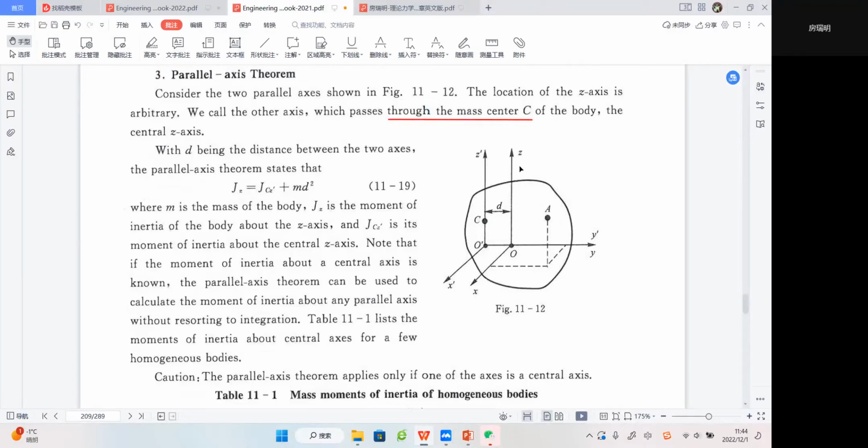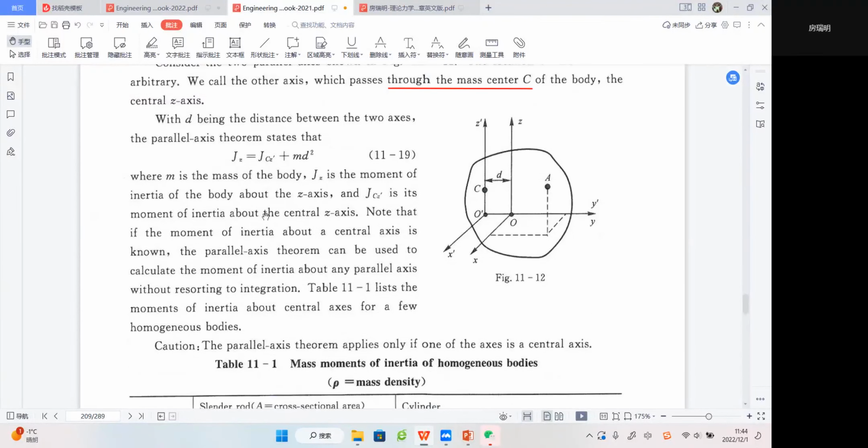For any arbitrary axis which is parallel to z prime but has a distance d from z prime, this expression is always true: Jz equals Jcz prime plus m d squared. We do not give the proof here. I just need you to remember this. Maybe I can give you some application of this.